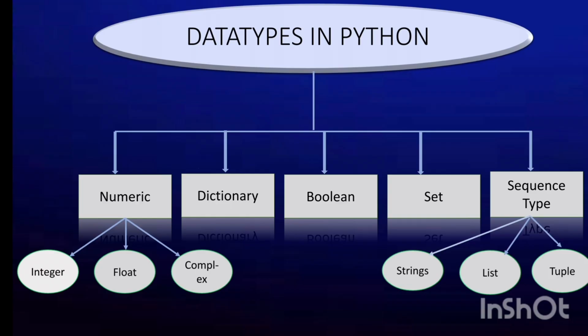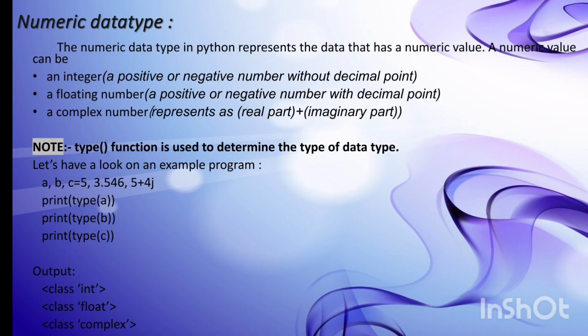Data types in Python. Here data types in Python are classified into 5 types. First one, numeric data type, second one, dictionary data type, third one, boolean data type, fourth one, set data type, and fifth one, sequence type. In numeric data type we have 3 types: integer, float, complex. And in sequence type we have strings, list, and tuple. Now first we'll discuss the numeric data type.